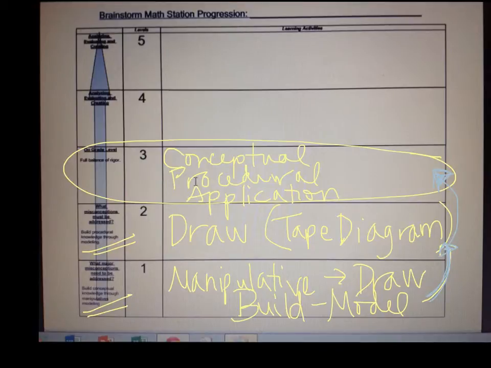So just to review, my lowest readiness students are going to start here and move to level 3 by the end of the unit. My middle readiness students are going to start here, move through level 3 and level 4 by the end of the unit, and my on-grade level students are going to start here and move to level 4 and level 5 by the end of the unit.